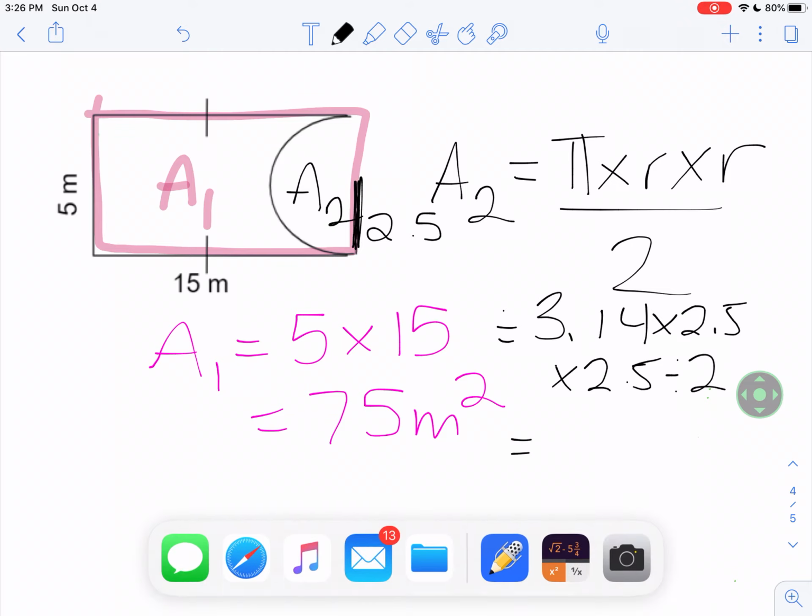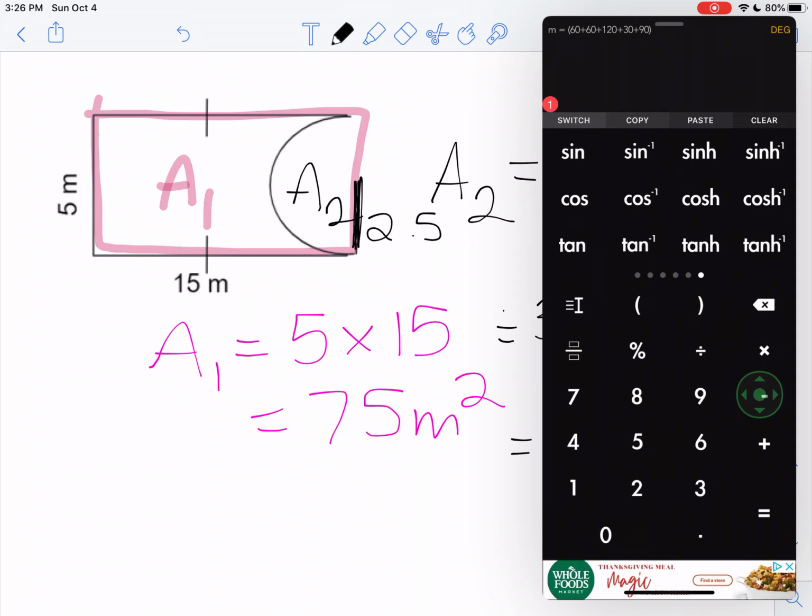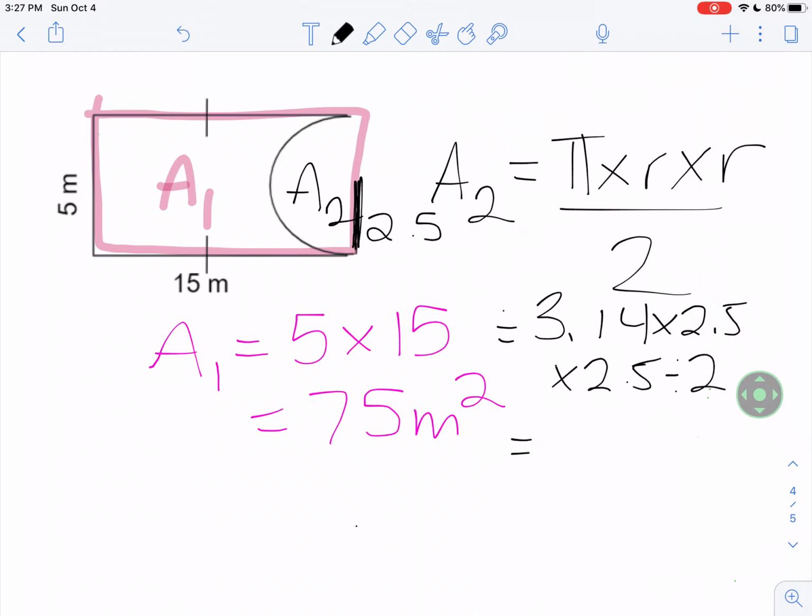So let's get our calculator. We need 3.14 times 2.5 times 2.5, and then we need to divide by 2. So we get 9.8125, and that's meters squared.